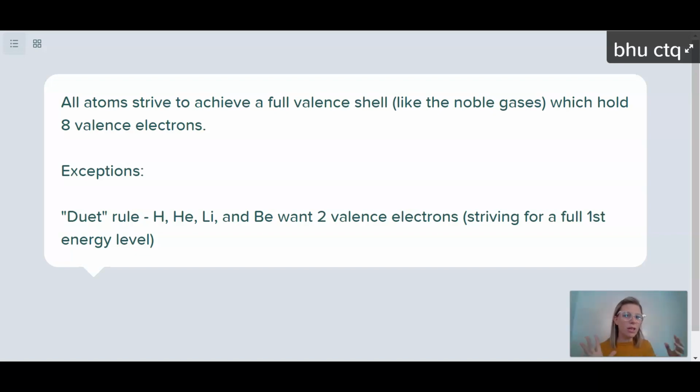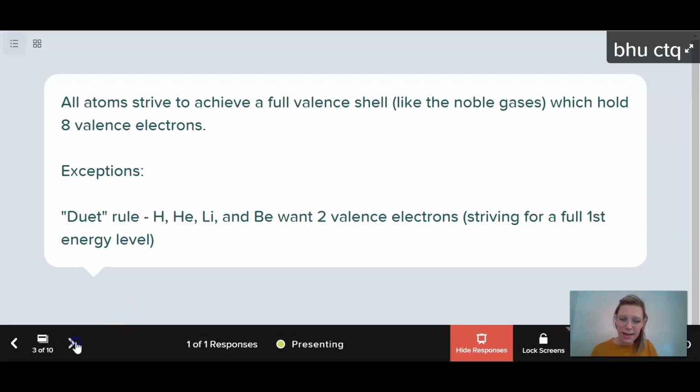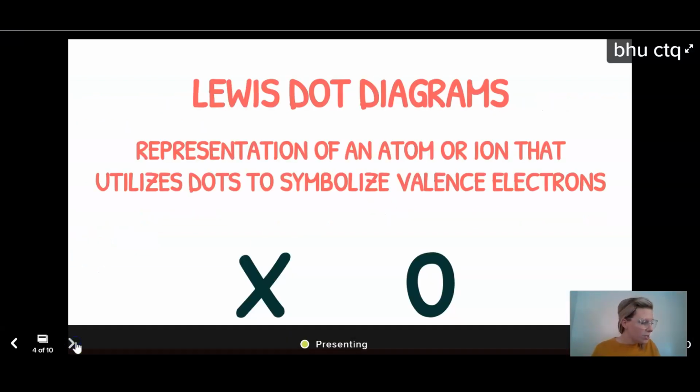So hopefully you guys already are familiar with the octet rule. Again, it's going to become important because as we move forward talking about ions, we want to know whether atoms are going to gain or lose, and how many they're going to gain or lose, to get to that full valence shell. So let's go ahead and move forward. I want to go ahead now and talk a little bit about the Lewis dot diagrams.